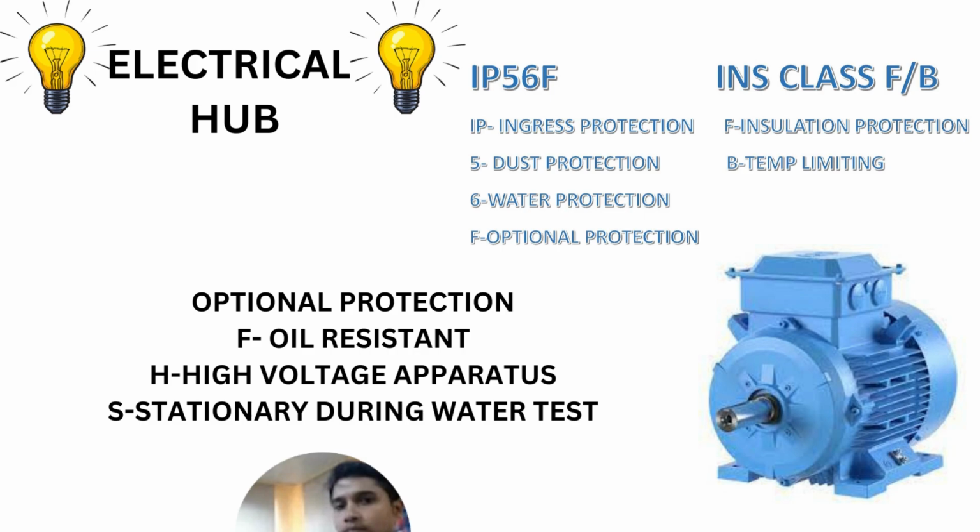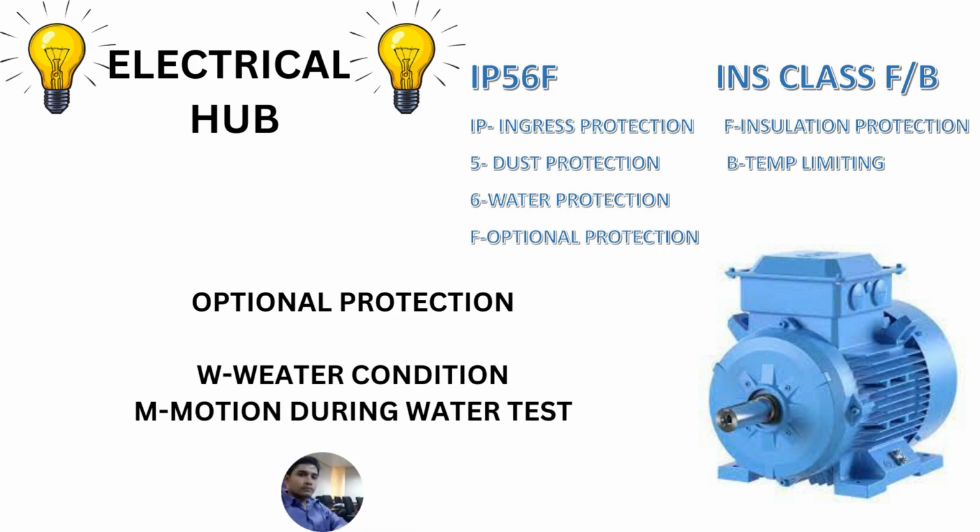Now, about the optional protection, it is only for special cases. For example, F is for oil resistant, H is the protection of high voltage apparatus, S is stationary during water test, W is depending upon the weather condition. For example, if there is very high snow or very high fog or very high rainy areas, depending upon that. M is the motion during water test.